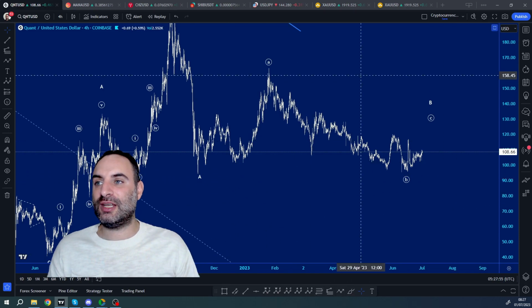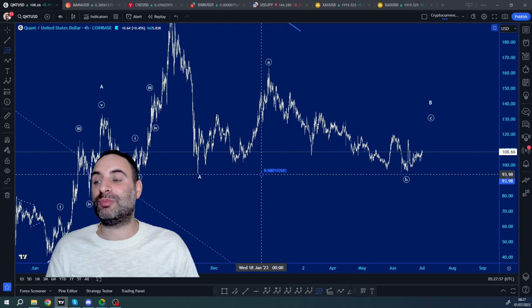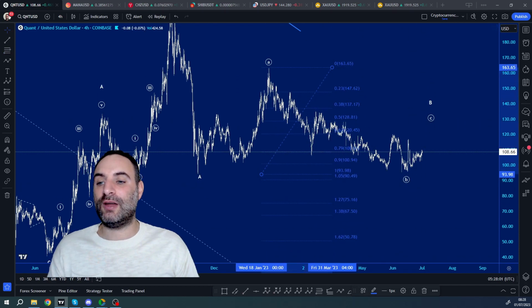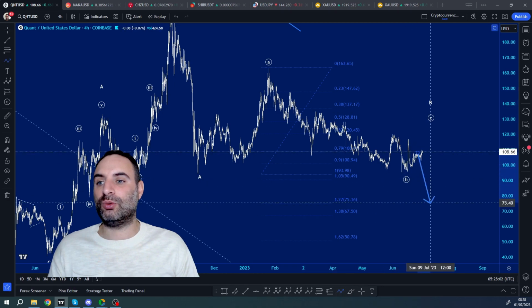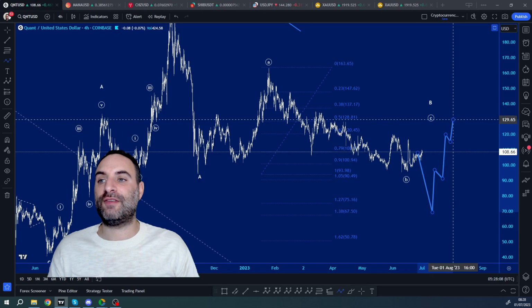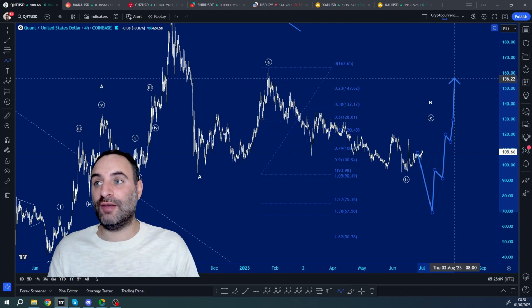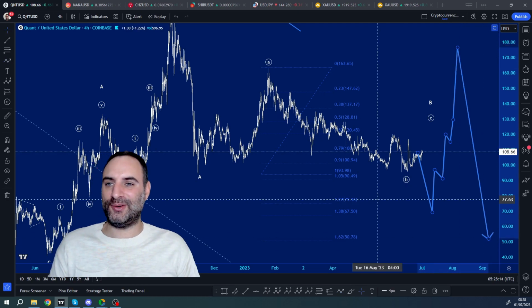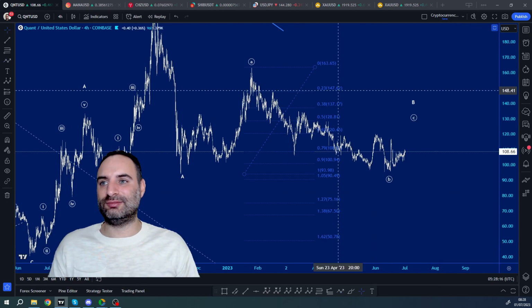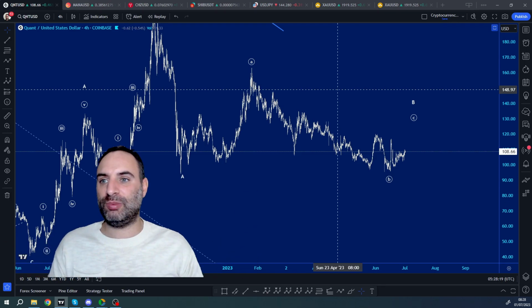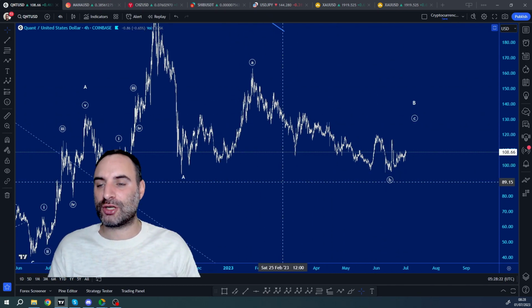Because if this is an ABC and it's going to turn out, for example, being a flat, for now it's a regular flat, but it can turn out irregular by simply going down all the way to 67. Then we'll do 1, 2, 3, 4, 5. If we stop, a running flat. If we continue, an expanded flat. And then down. So you can imagine the probabilities right now are just dispersed. It's just all over the place with this medium-term structure, right?